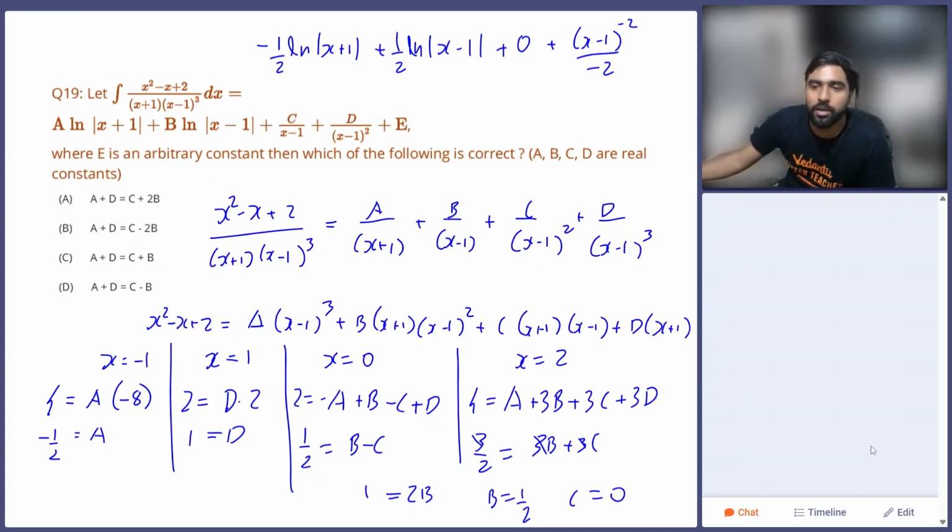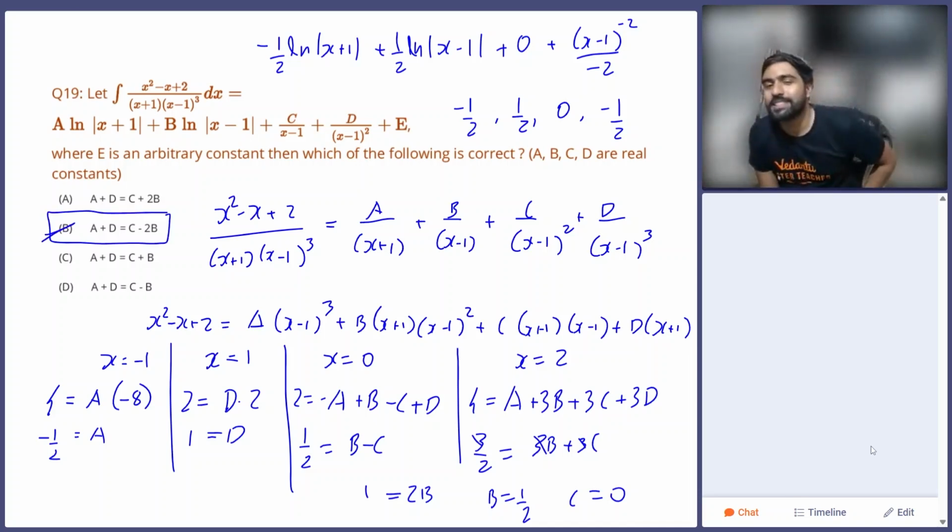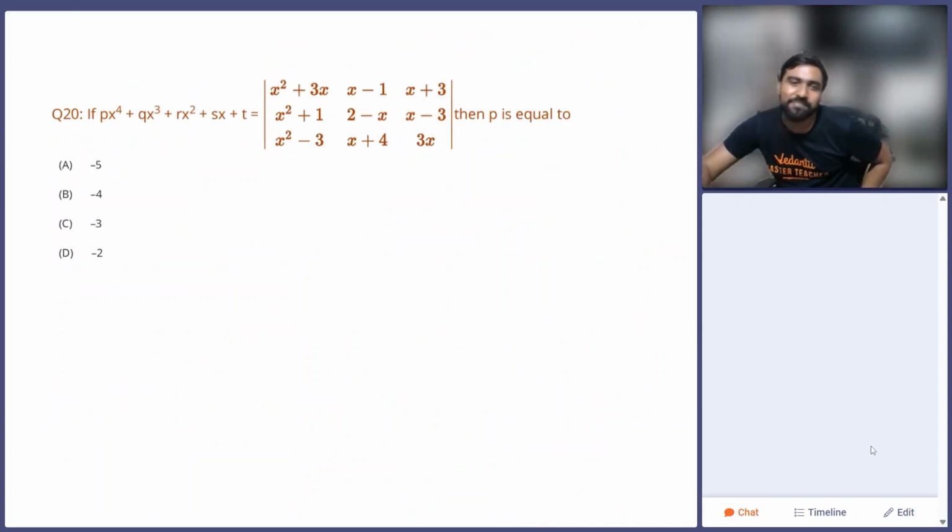So from here, now in the question, the a, b, c, d that they are looking for: a is minus 1 by 2, b is 1 by 2, c is 0, and d is equal to minus 1 by 2 over here. Okay? And out of this, if you look at the options over here, a plus d is basically equal to minus 1. So minus 1 will be equal to minus 2b. So option B will be the answer for this question. a plus d is equal to c minus 2b. Option B will be the answer over here. Okay, is it clear, everyone?